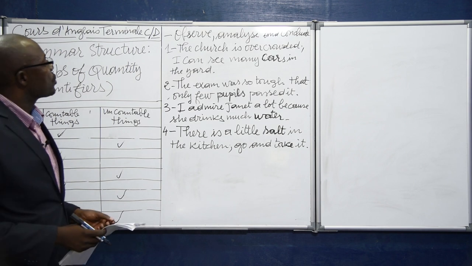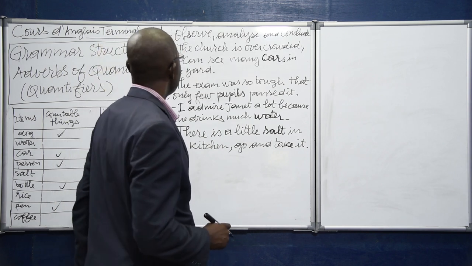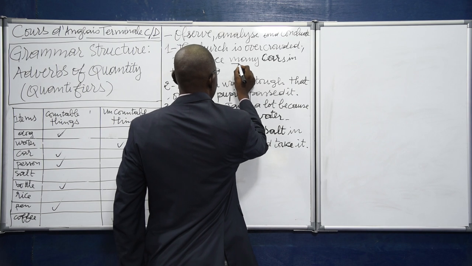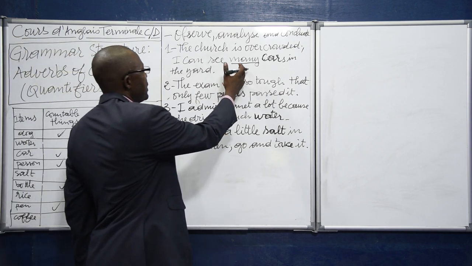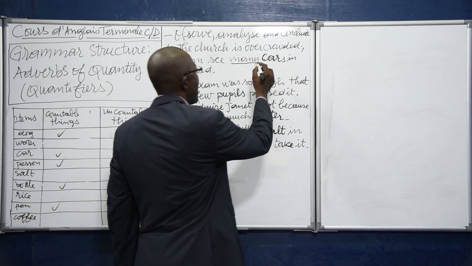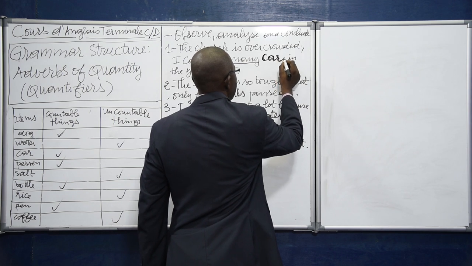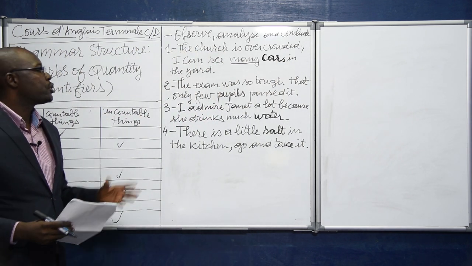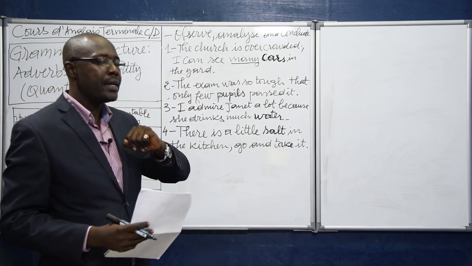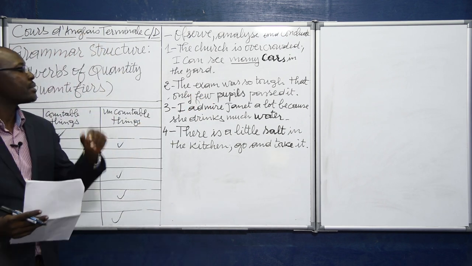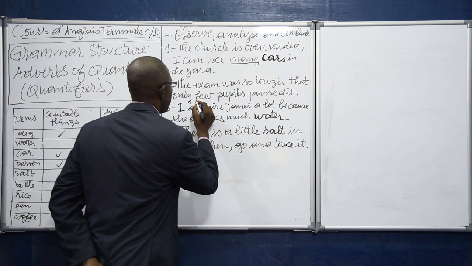Well, who can show me the quantifier in the first exercise? In the first exercise, the quantifier is many. Let's underline many. So, many is a quantifier and cars is the noun. It is in bold. Bold means gras in French. In example two, the exam was so tough that only few pupils passed it. Where is the quantifier in this exercise? So we can add a line. The quantifier is few.